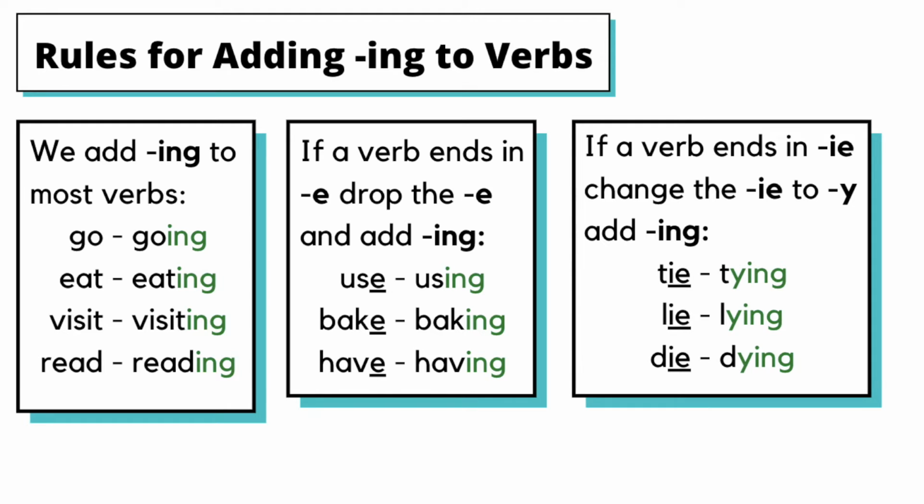There are some special rules for adding ing to verbs. We add ing to most verbs. For example, go, going, eat, eating, visit, visiting, read, reading. If a verb ends in a single e, drop the e and add ing. Use, using, bake, baking, have, having. If a verb ends in ie, change the ie to y and add ing. Tie, tying, lie, lying, die, dying.